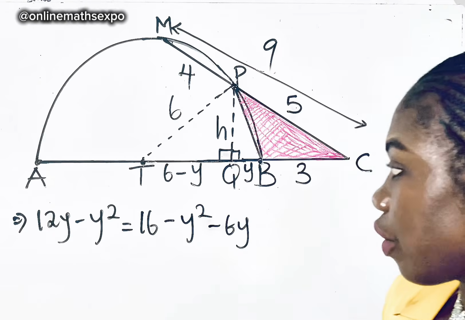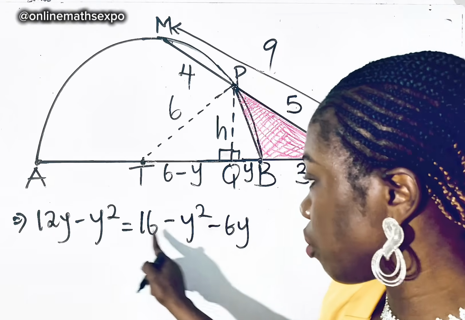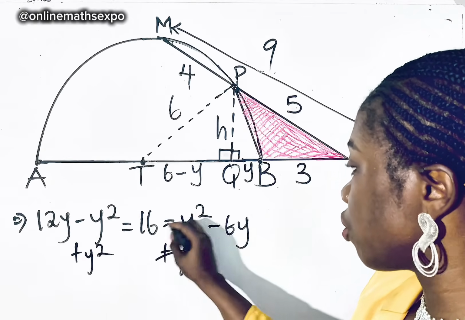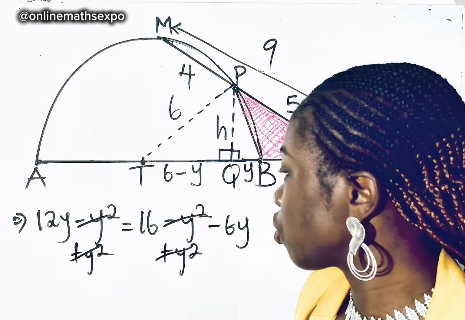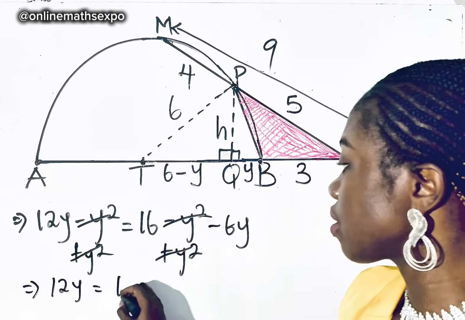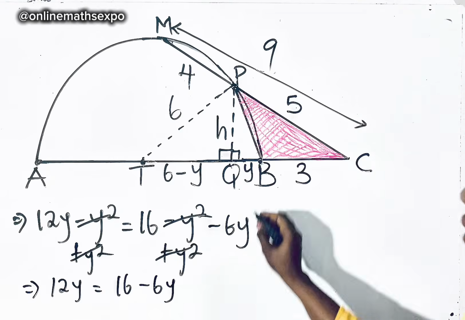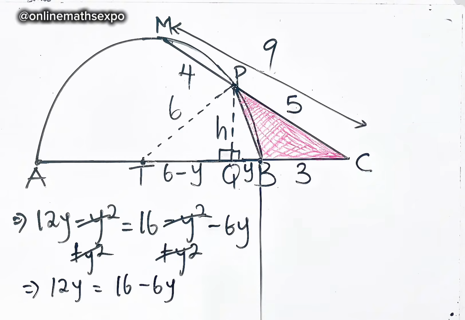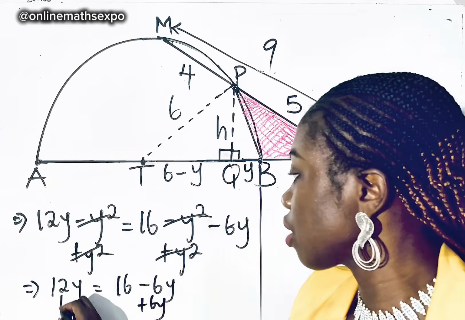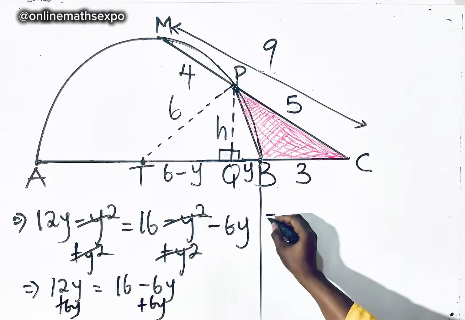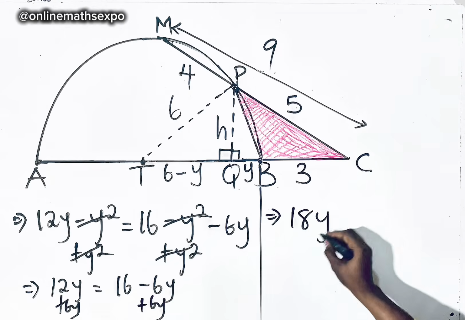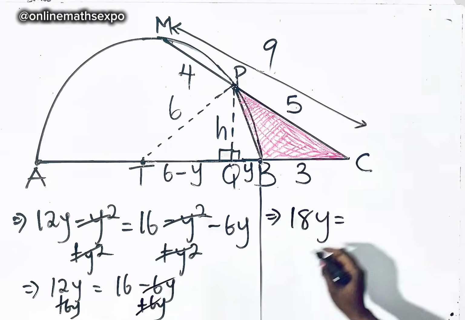What should we do at this point? To remove this, see both are negative, so you add y squared to both sides. So it is gone. Now what should we do? We are having 12y is equal to 16 minus 6y. To remove this, you add 6y to both sides. It will give us 6 plus 12 gives us 18y is equal to 16.